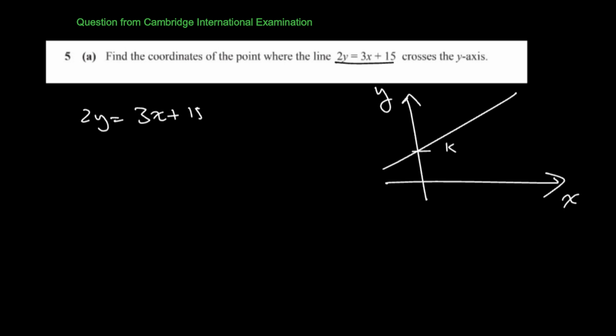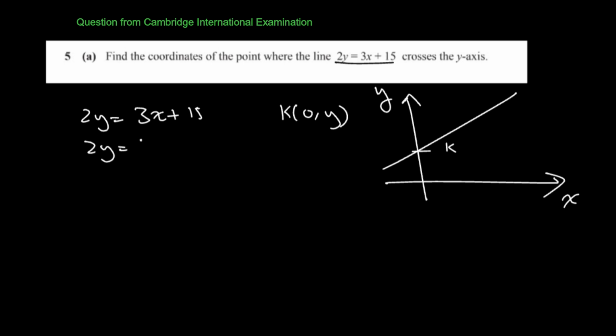Now remember that at y-axis, the x coordinate is 0. For example, this coordinate can be 0, 1, 0, 2, 0, 3, 0, 4. So at y-axis, all x coordinates are 0. So the coordinates of K will be in the form 0, y.